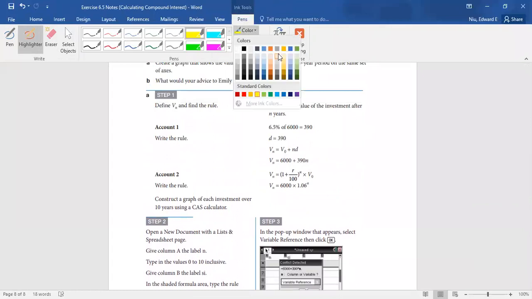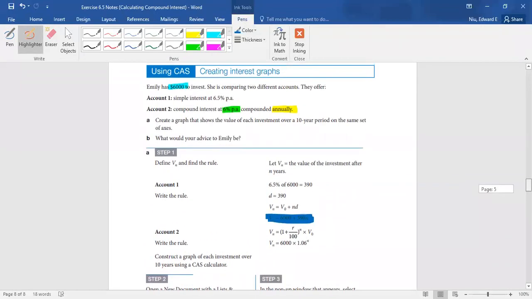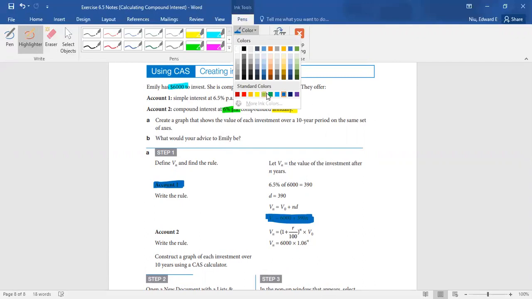Let's go with a blue. So this rule here for simple interest. It's kind of scratched out our coloring, hasn't it? All right, so account 1, screw it, that's our rule. And then what color should we use for compound? Let's go with this color.